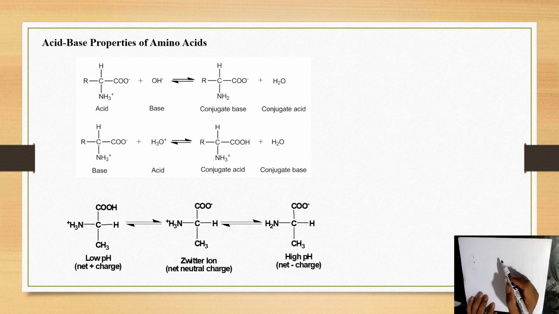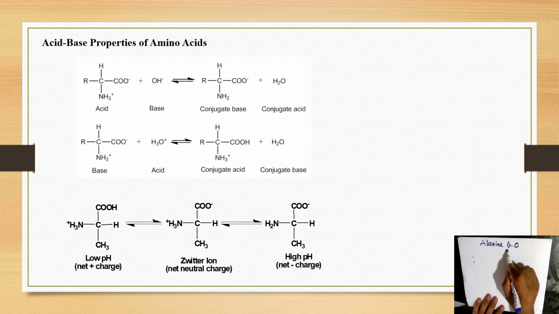Earlier, we have seen the condition in which an amino acid attains its isoelectric or zwitterion form. We have said that if an amino acid is in zwitterion form, the net charge is 0. At what pH? When the amino acid is at its isoelectric pH. For example, the isoelectric point of alanine is 6.0.